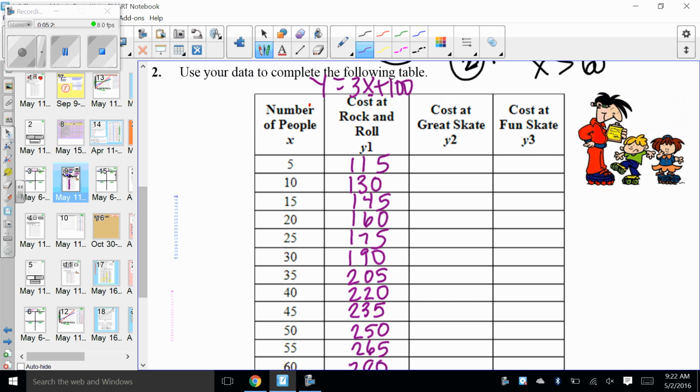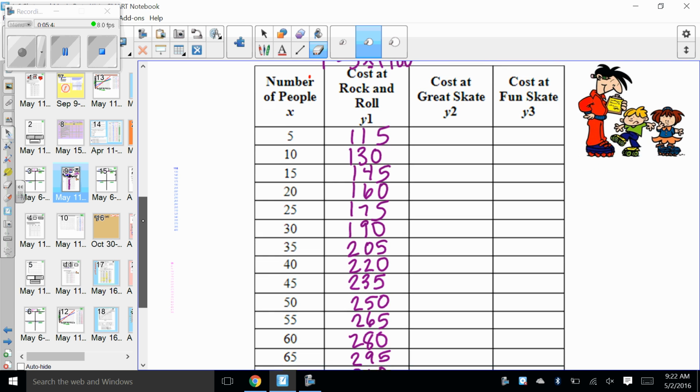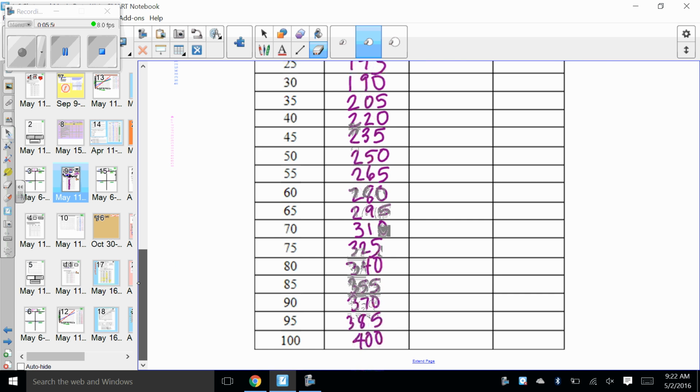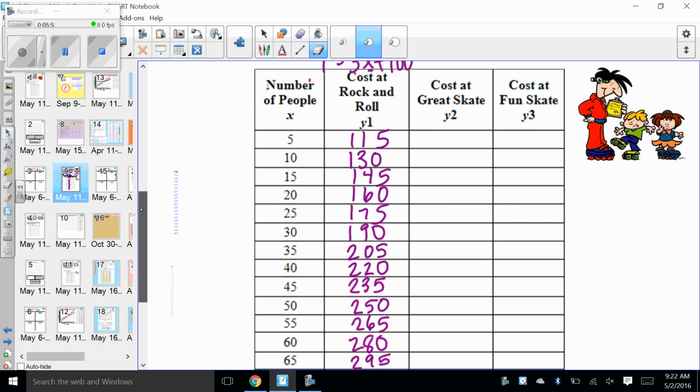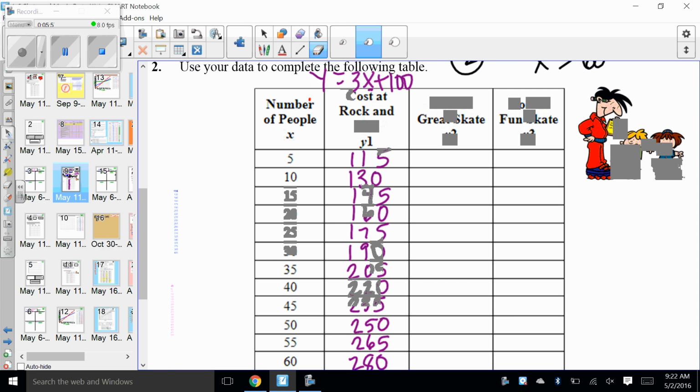So as you're working down this table for cost at Rock and Roll, I'm just inputting these x values all the way in for x, $3 per person and $100 at the beginning. And then I started to notice a pattern that I'm increasing by $15 every time I add 5 people, because 5 times 3 is 15. So there's my table. It works from $115 as the least amount. And if we brought 100 people, it costs us $400 total, because we have that beginning amount of 100. So that's the cost at Rock and Roll.